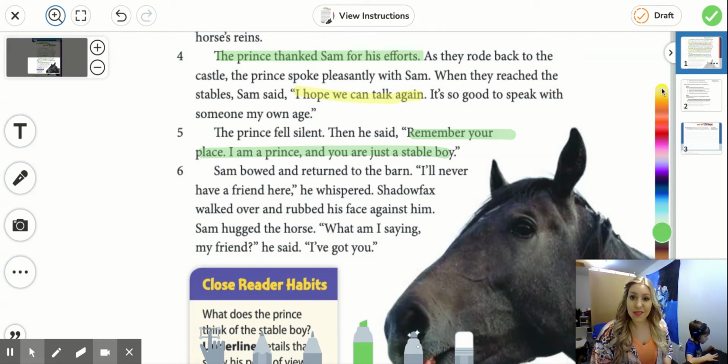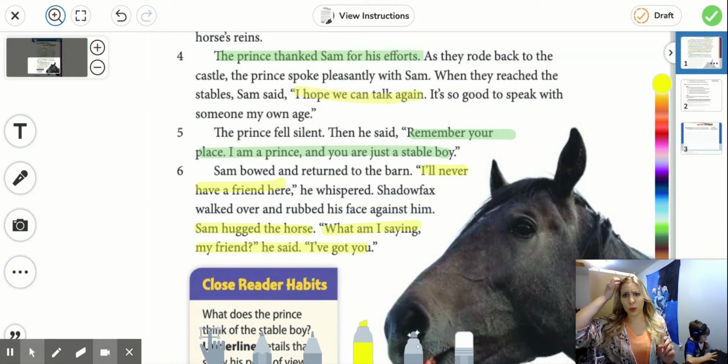So we can tell that Sam feels lonely, right? He was taken from his village to work here and he doesn't have any friends. And so he feels sad. He says, "I'll never have a friend here." But then he realizes that the horse is his friend.